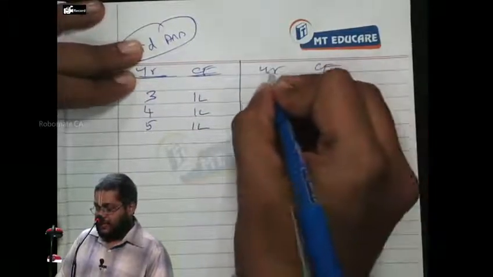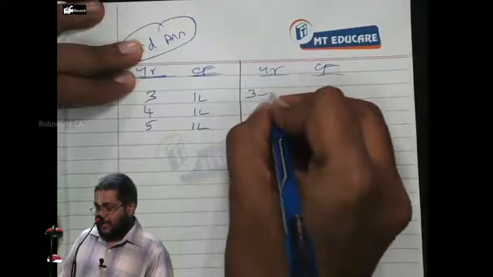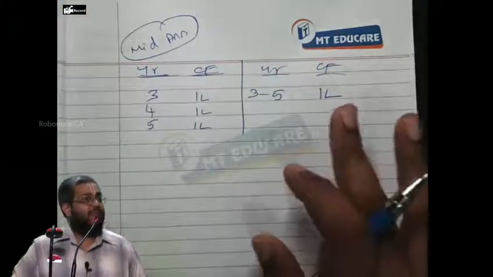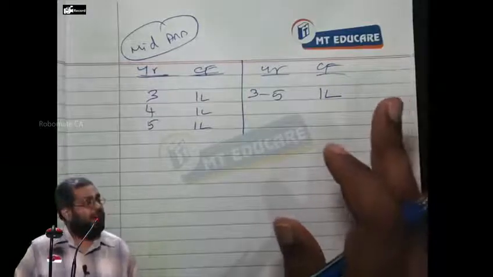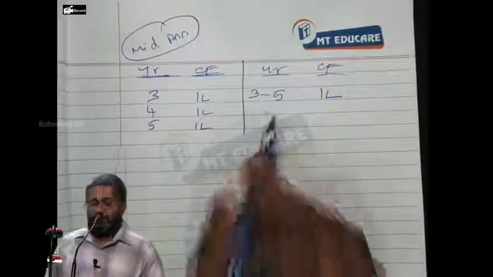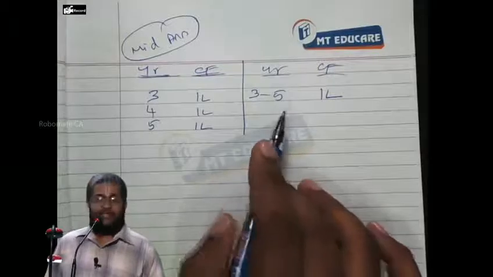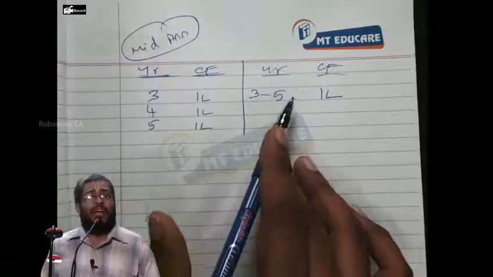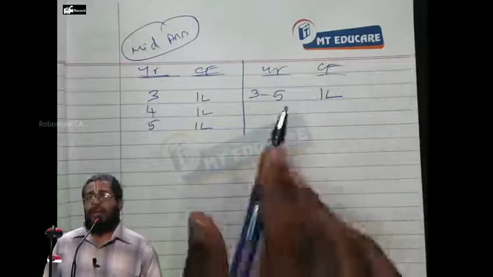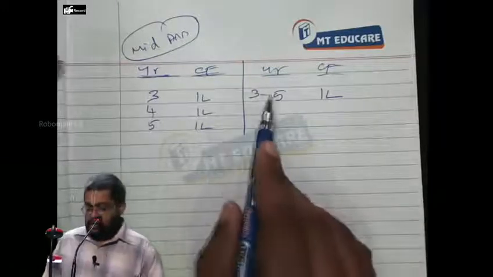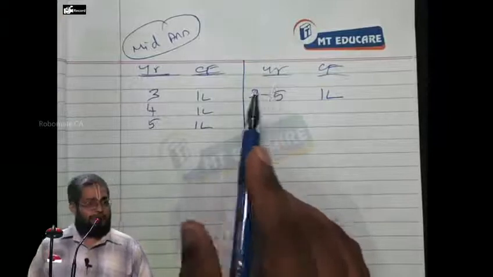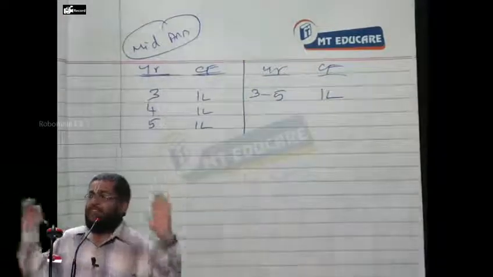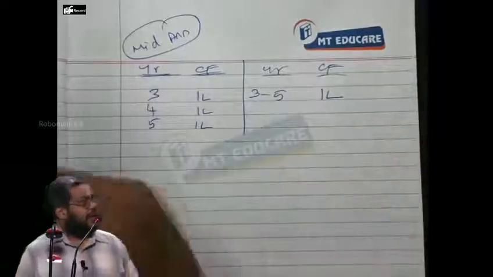Now, how will you write it in the problem? Year and then cash flow. You write year 3 to 5, and the cash flow is 1 lakh. This annuity we call mid annuity. Everybody following or not? For this, should I multiply by the normal annuity factor, or the annuity factor immediate, or the mid annuity factor? How to find out? Very simple. The annuity factor for 3 to 5 years is the total of the third, fourth, and fifth year present value factors. Right or not?